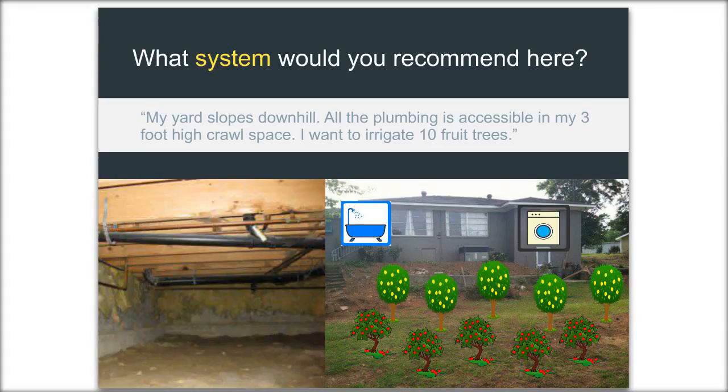You can see you got all the pipes accessed. You could definitely use the shower water. It's got a gravity flow. You wouldn't need a pump. The washing machine's accessible too. You could send that water down. So I'm seeing branch drains, laundry to landscape. Yeah, you can definitely use those. They would be great choices for this site.